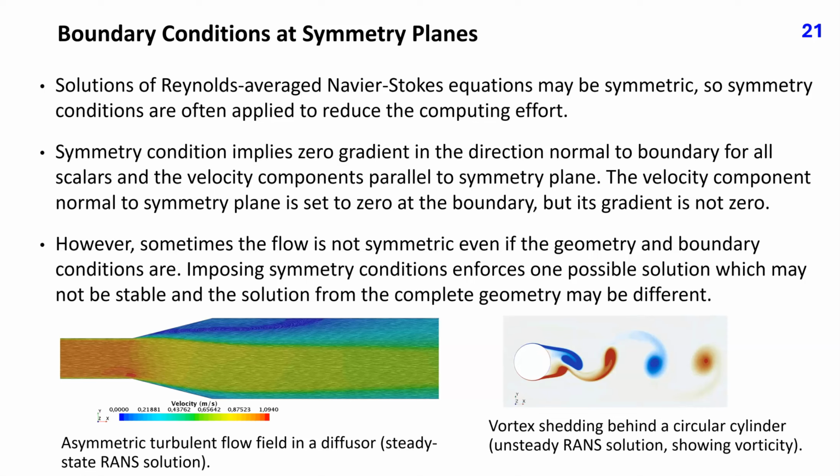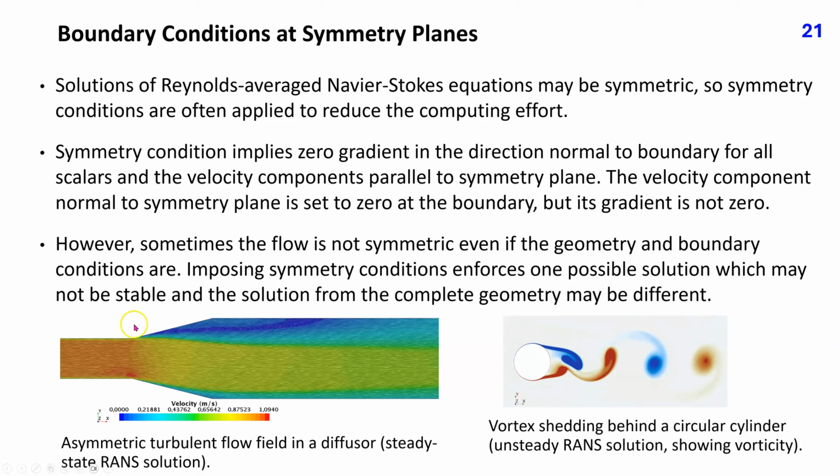However, sometimes the flow is not symmetric even if the geometry and boundary conditions are. Imposing symmetry conditions enforces one possible solution which may not be stable, and the solution from the complete geometry may be different. Here are two examples.